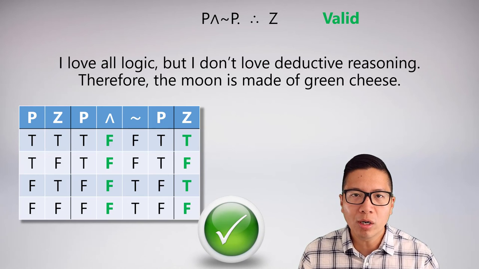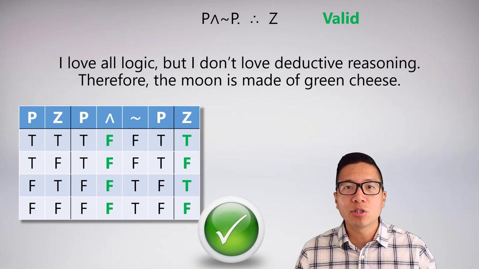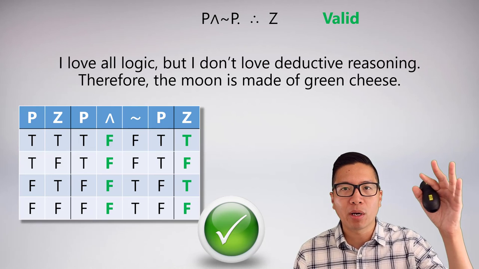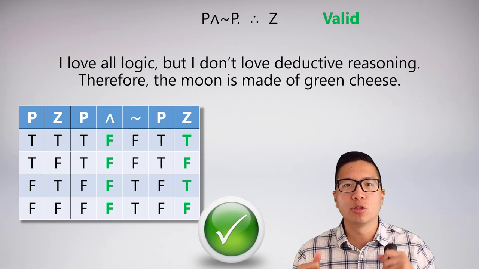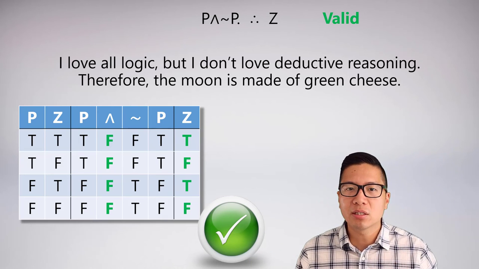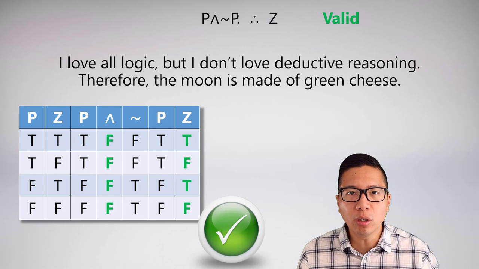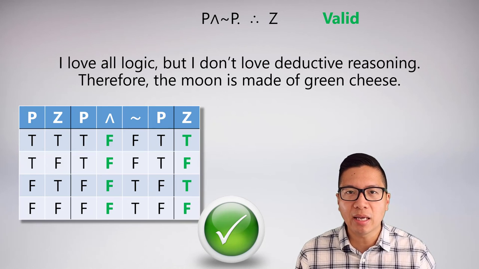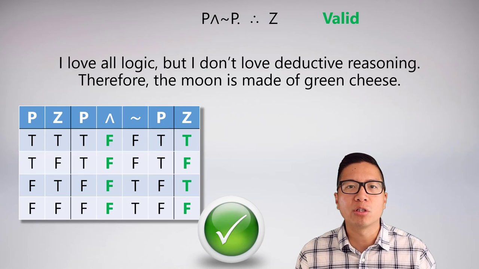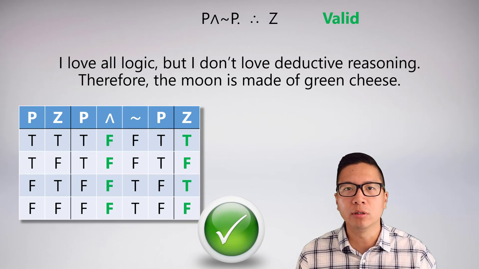Now the question is why? Because there is no row where all my premises are true and the conclusion is false. Why? Because there's no row where my premises are true at all. So I never get that invalidating case, which means my argument on a global level is just valid.